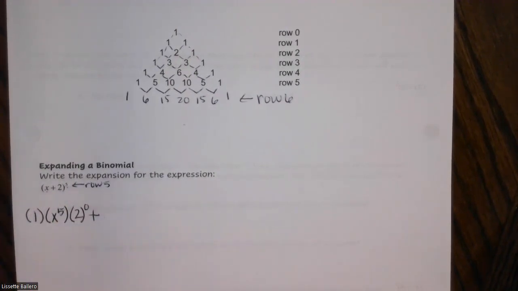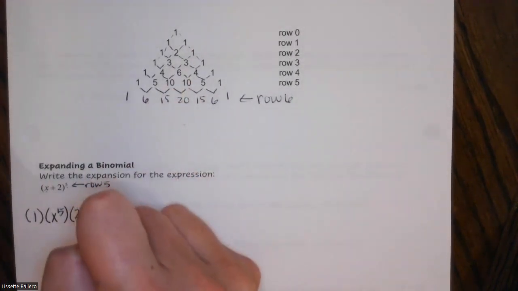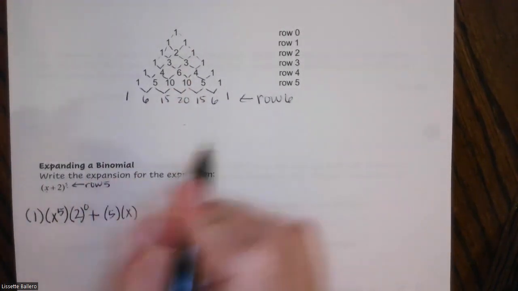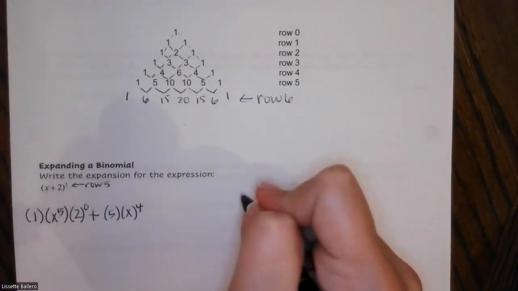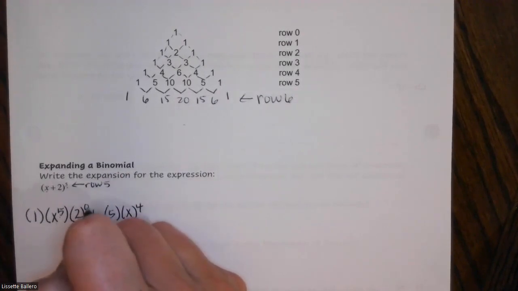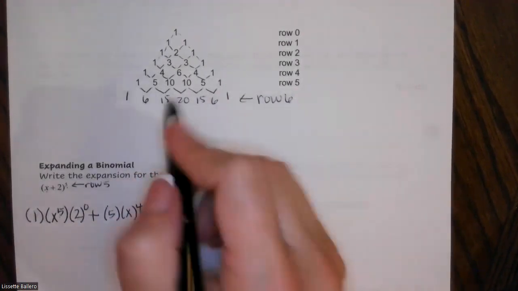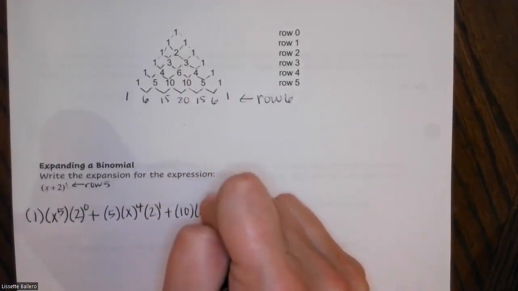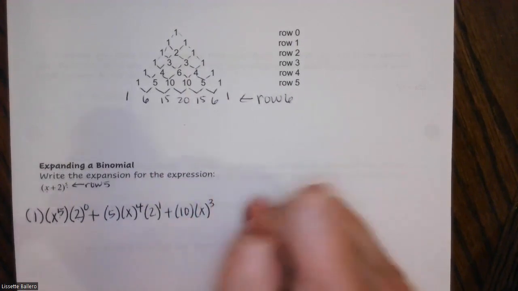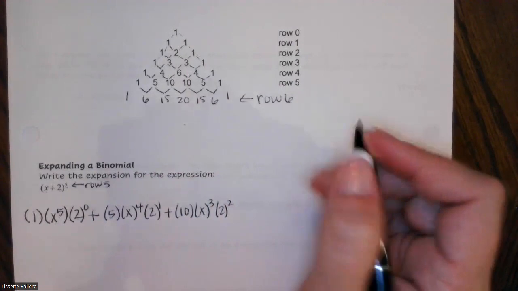And so for our pattern, our next number here is a 5. And then we go 1 less on this one, so this would be x to the 4th, and we would go 1 up on this one, so this is going to be 2 to the 1st. We keep going, so our next coefficient is 10. And then we go x, 1 less, that's 3. And then we're going to go 2 and 1 up from that one.